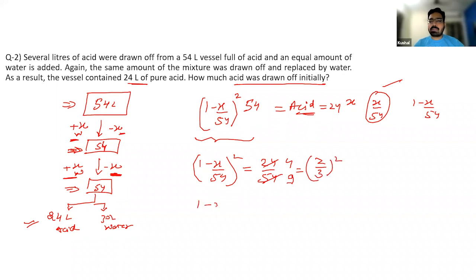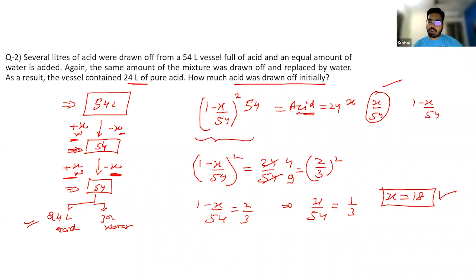So can I then simply say that 1 minus X by 54 must be equal to 2 by 3? If you solve this further, you will get X by 54 as 1 by 3, and X would then turn out to be equal to 18. Right? And what were they asking you? How much acid was drawn off initially? It was 18 liters of acid that was drawn off initially.